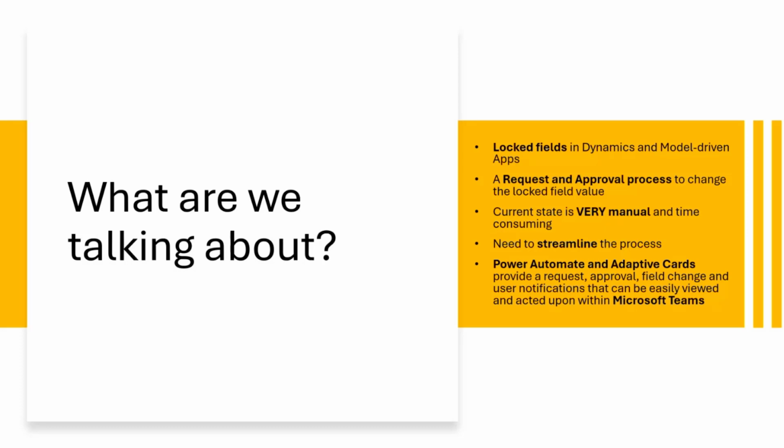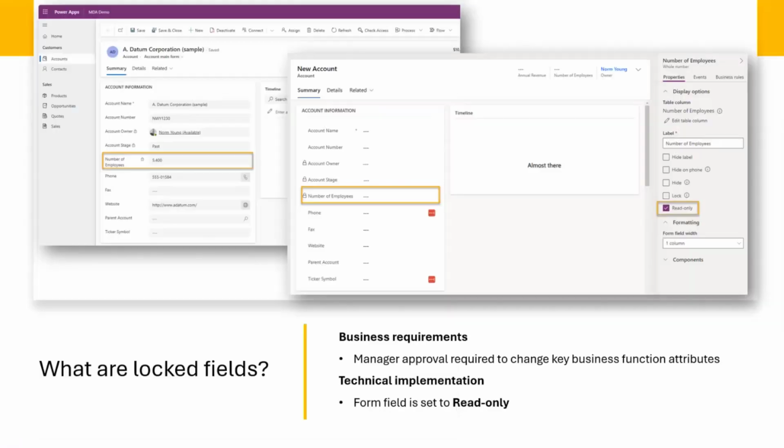One of the approaches that we could take is to use Power Automate and adaptive cards, where we could give the users a mechanism to request a change for multiple fields in a table, have an approval process, let them change the fields programmatically using Power Automate, and then send notifications that can be passed around and enacted upon inside of Microsoft Teams.